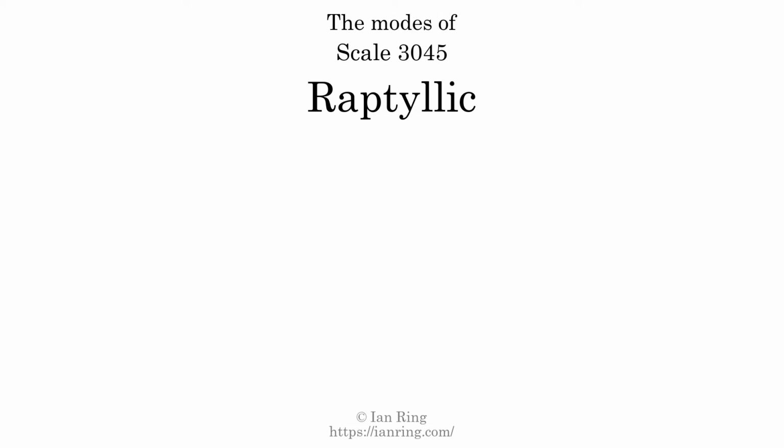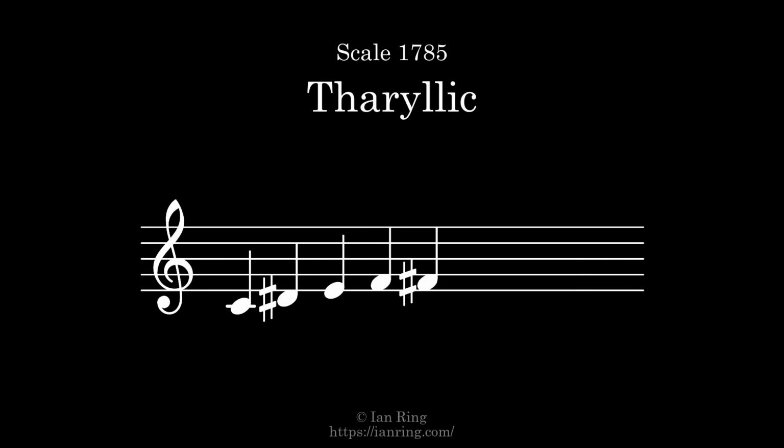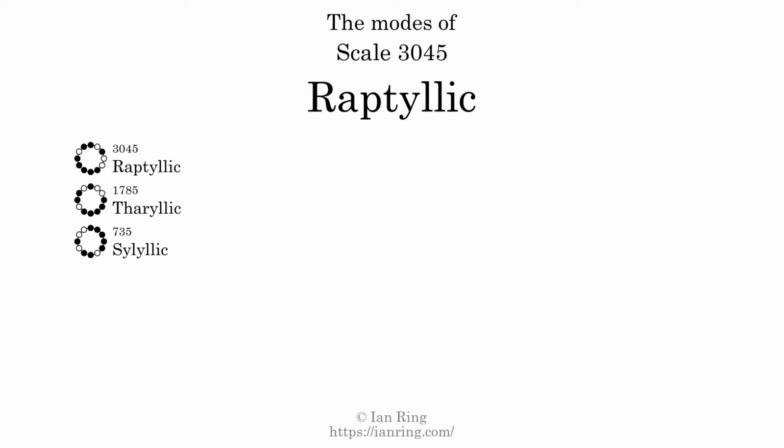This scale has 8 modes. The first mode is itself. The second mode is scale 1785, also known as Heteromorphisms. It sounds like this. The third mode is scale 735, also known as Raptyllic. It sounds like this.